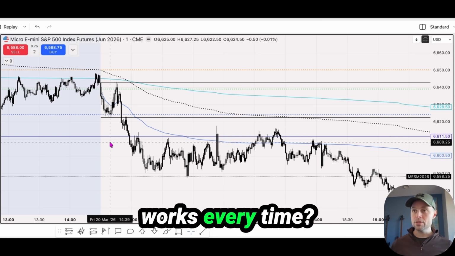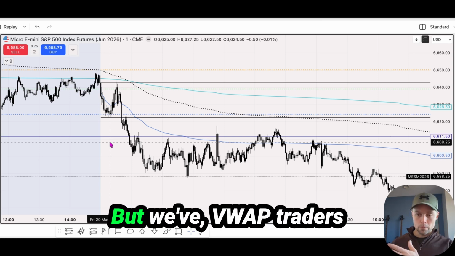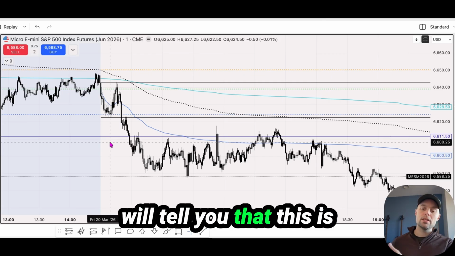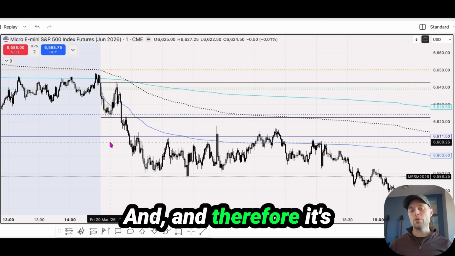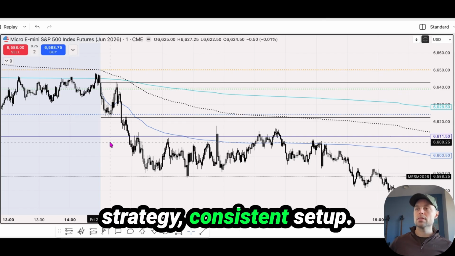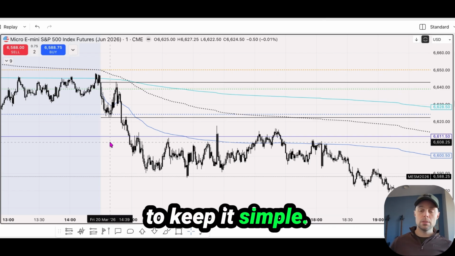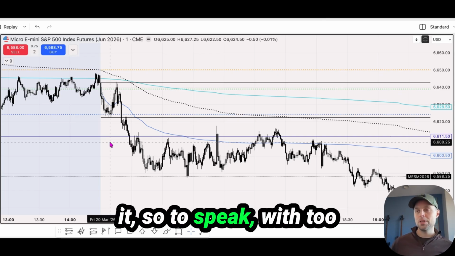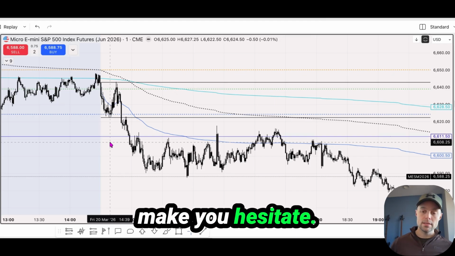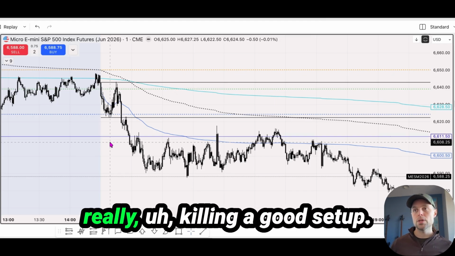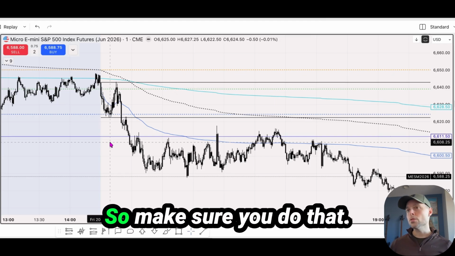Does that mean it works every time? Absolutely not. But VWAP traders will tell you that this is something that works more times than it doesn't, and therefore it's a consistent strategy, a consistent setup. And you really want to keep it simple. You don't want to pollute it, so to speak, with too much additional information, because it's just going to make you hesitate, and sometimes hesitation is really killing a good setup. So make sure you do that.